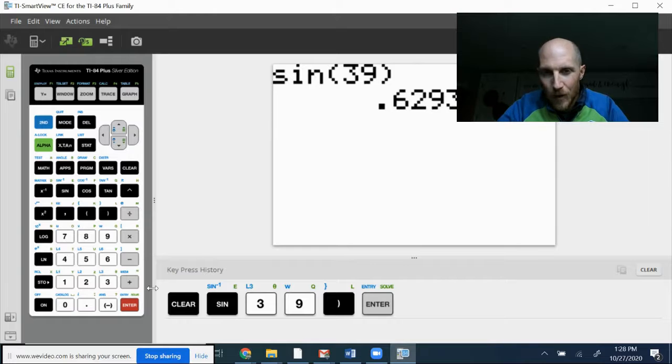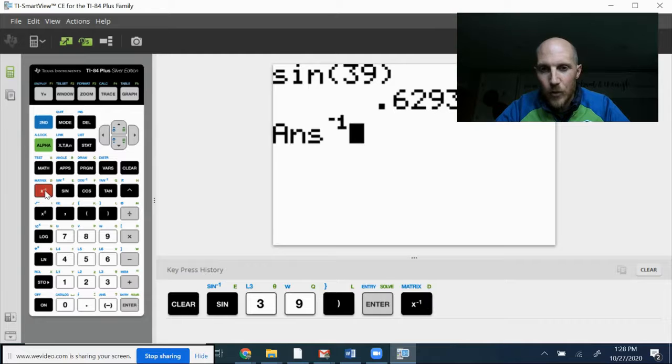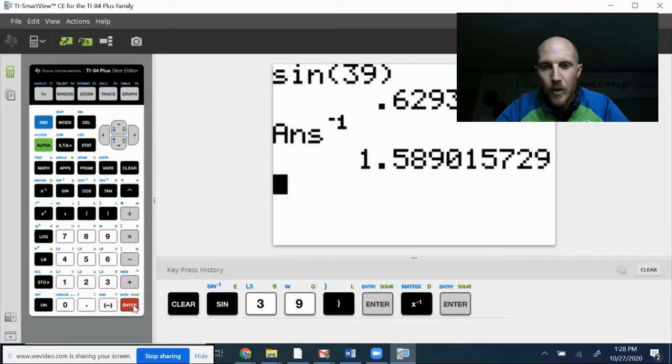Here's the sine value: 0.629. Now I'm going to do the reciprocal. Here's my reciprocal button over on the left side of the calculator. Hit the reciprocal of that previous answer, 1.589. Okay, so that's my cosecant ratio.